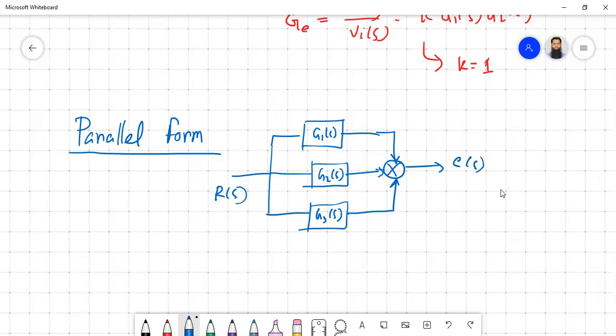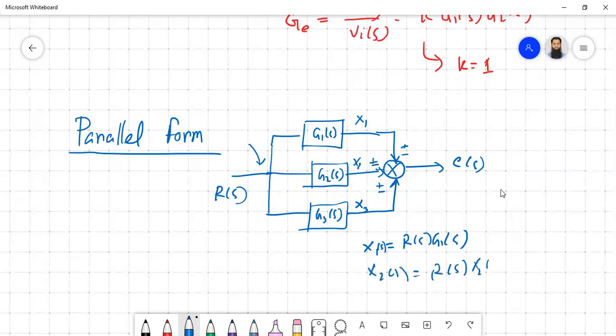Now, how can we simplify this branch into a single transfer function? All of them have the same starting point and ending point. So this is also one of your pickoff points. Now what will be the output here? And also the sign may be different, like plus or minus. It can have both signs, but whatever it is, it will be the same. So say this is your x1, this is your x2, this is your x3. What is x1? Output X1S is basically the transfer function RS times G1S. So X2S is RS times G2S.